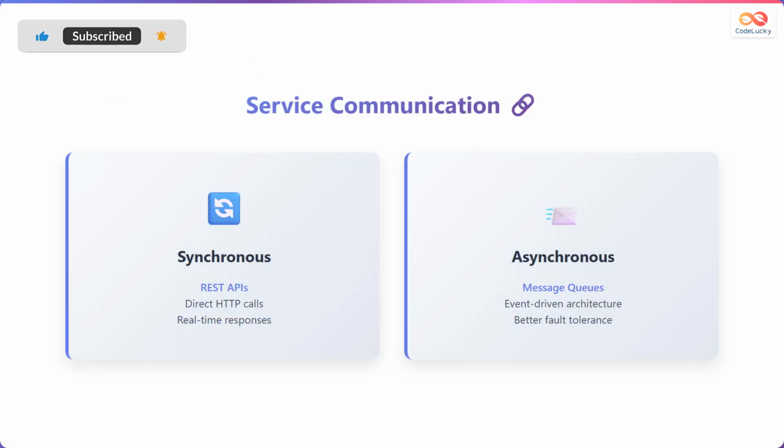Microservices can communicate in two primary ways. Synchronously, using REST APIs with direct hypertext transfer protocol, or HTTP calls for real-time responses, or asynchronously, using message queues for event-driven architecture, which provides better fault tolerance.